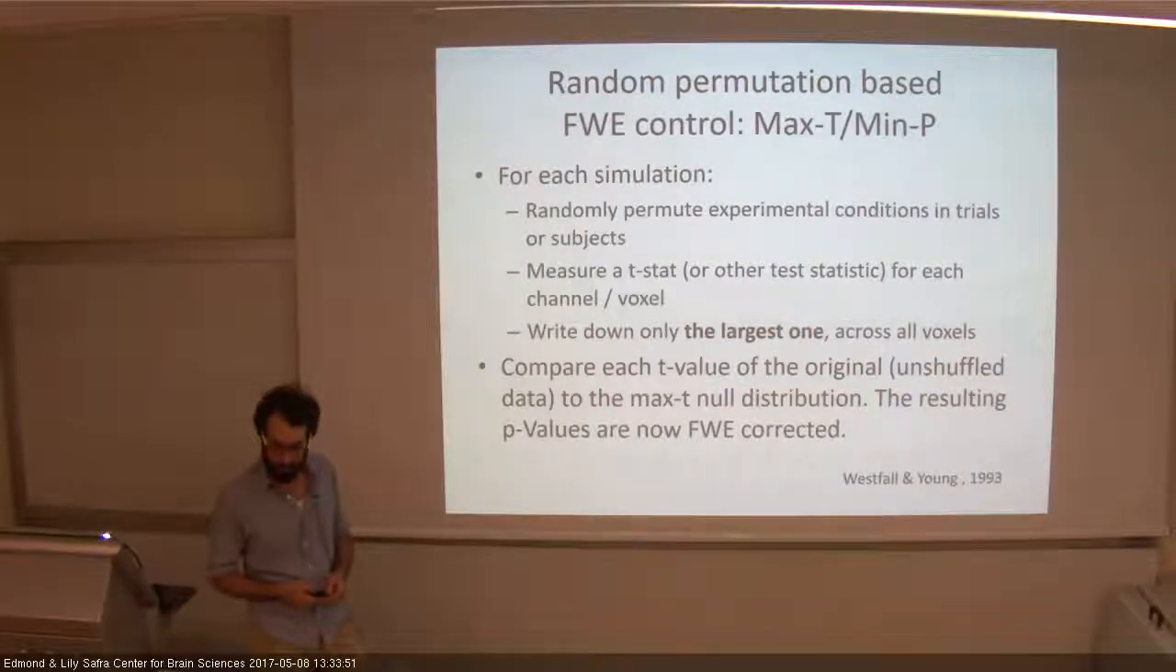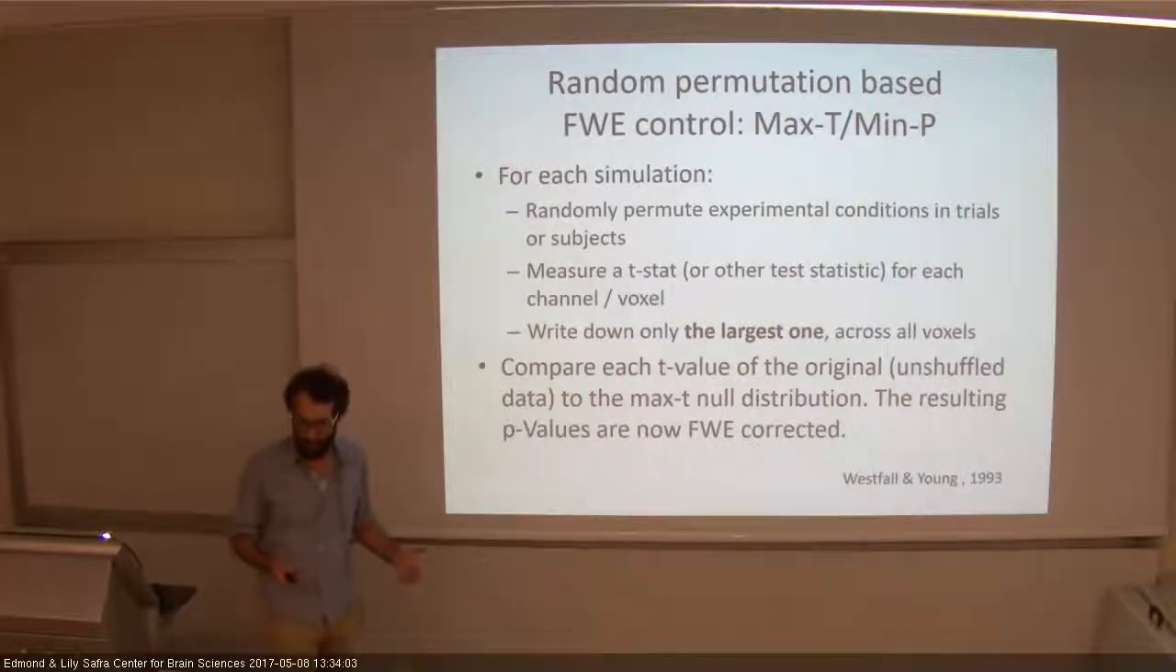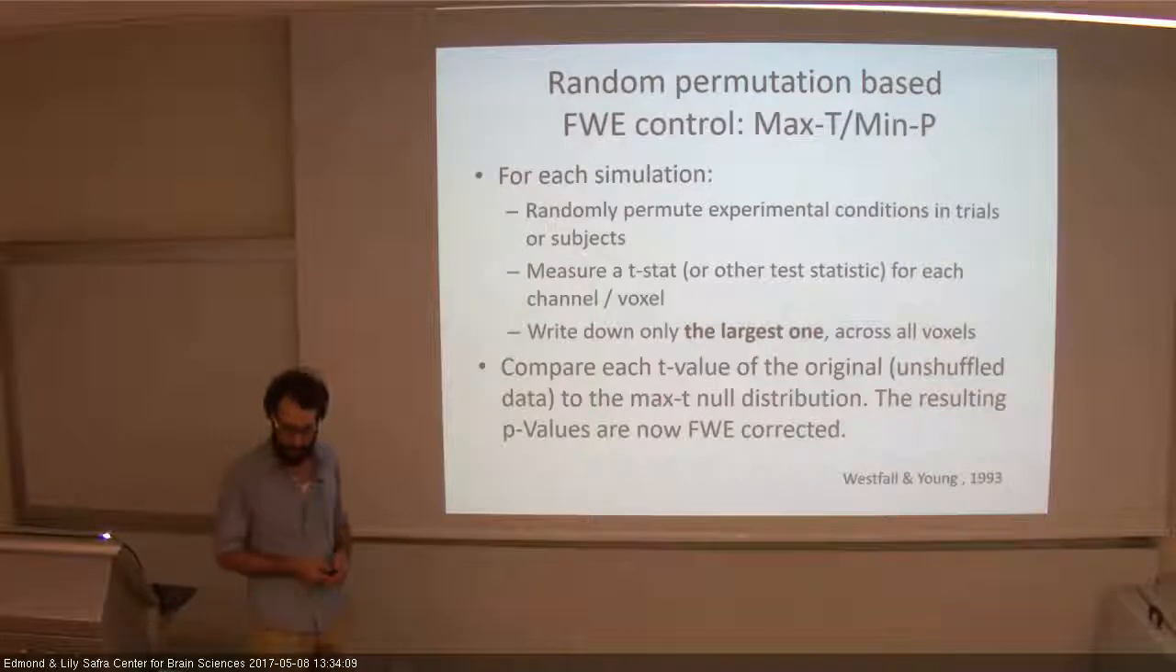But doesn't this increase the threshold? So it's less powerful than not correcting, right? If you don't correct your p-values, it will be more powerful, but your test won't be valid. We want to have a valid test and yet have the maximum power we can have. Any questions on that?